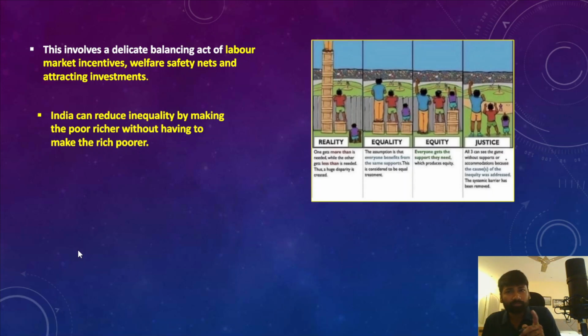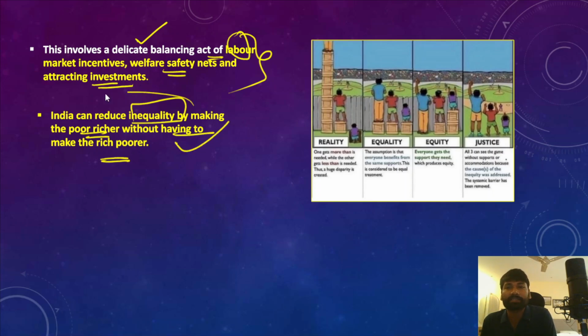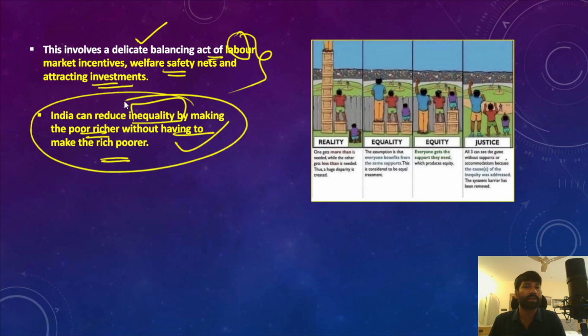So we should also look for other things, a delicate balancing act of labor market incentives, welfare safety nets or social safety nets, and attracting large scale investments. All these factors are very, very important. And in fact, we are very optimistic that India would be able to reduce inequalities by making the poor richer without having to make the rich poorer. So this is the essence of this particular editorial.